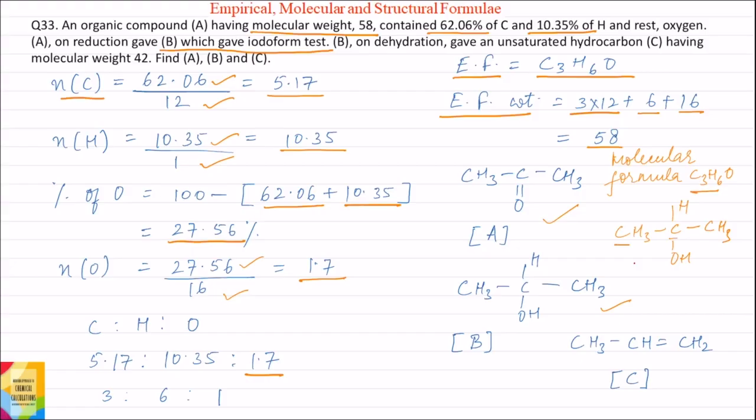Now B on dehydration gives C. Dehydration करेंगे B का तो H2O remove हो जाएगा and we get an unsaturated compound C. अब C का molecular weight find out करेंगे तो C का molecular weight होगा 42 and A का molecular weight calculate करेंगे तो A का molecular weight होगा 58. So A का molecular weight is same as given in the question. Molecular weight of C is also same as given in the question. So these are the structures of A, B and C.